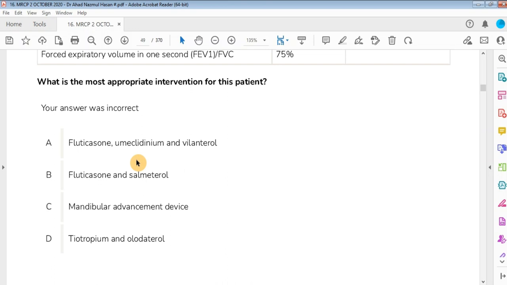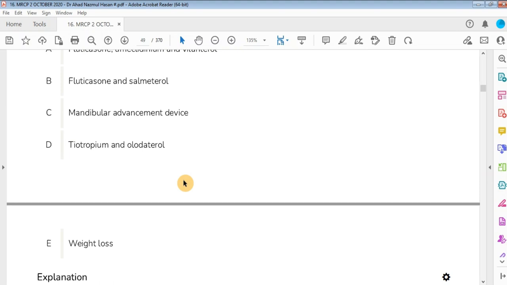What is the most appropriate intervention for this patient? A, umeclidinium and vilanterol, B, fluticasone and salmeterol, C, mandibular advancement device, D, tiotropium and olodaterol, E, weight loss.